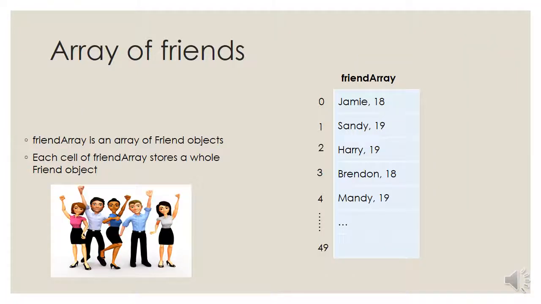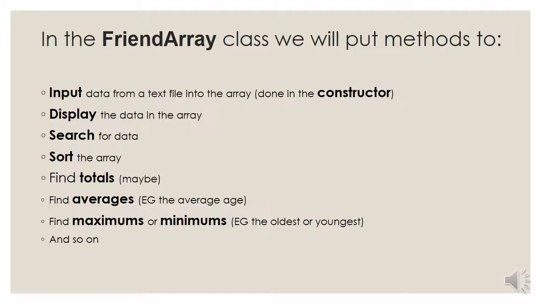So the array will look like this. Note that we start counting the cells at 0 and we end at 49. In the friendArray class, we can put methods to input data from a text file into the array. This is done in a constructor. Display the data in the array, which is often done in a toString method. Search for data, sort the array, maybe find totals, averages, maximums or minimums, and so on.